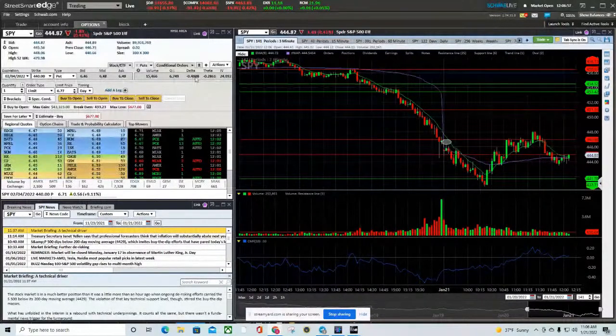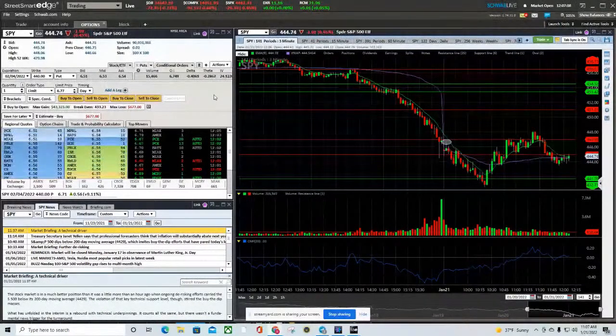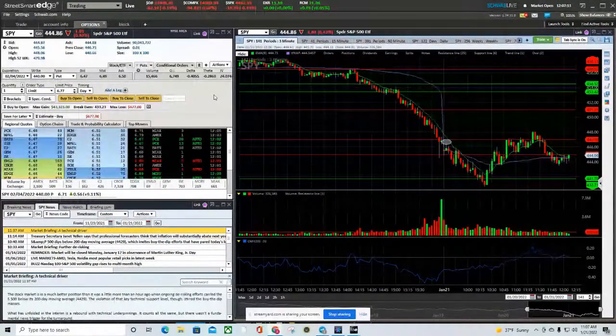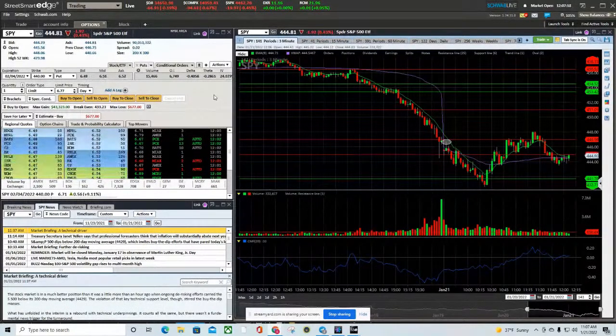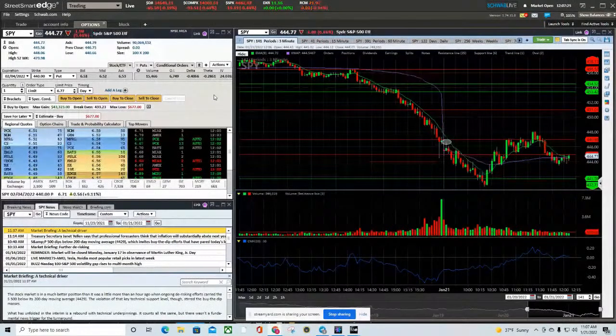What that means is that for every $1 move in the underlying stock, whether it be SPY that I'm trading or Tesla or whatever stock, if the delta is 40 cents, that options contract is going to move 40 cents for every $1 that the stock moves. Now, in a put option, obviously you can see it says minus 0.40.